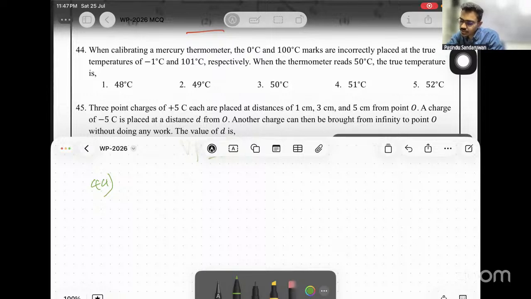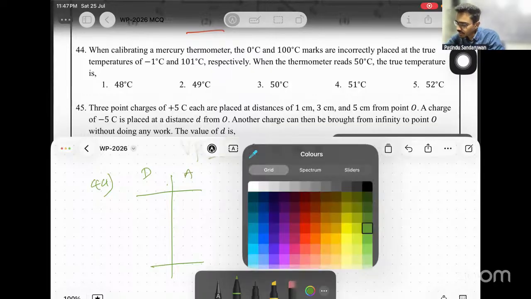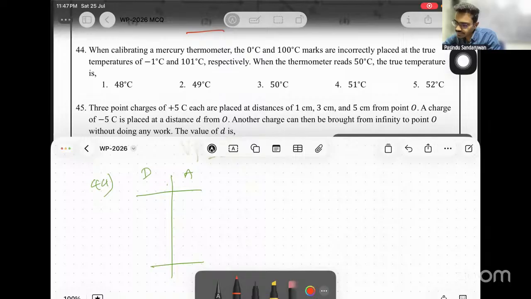When calibrating a mercury thermometer, 0 and 100 marks are incorrectly placed at the true temperatures -1 and 101. For this, have a scale, and on one side we'll be writing the defective one, the other side the accurate one. In the defective one, 0 and 100 are marked, but the actual values of these points are 101 and -1.